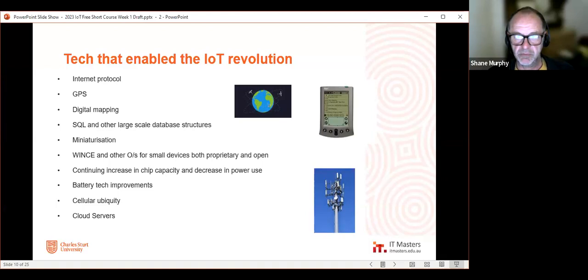Battery technology with power are two of the other major things that drove it during that period of time. Then you had all these other little operating systems, what I call WINS, or Windows CE, Windows Compact Environment or something like that, and other OS systems like the Palm Pilot things for small devices, both proprietary and open. They made a big difference, because it meant that you didn't have to have as big a computer chip on the devices in order for them to work, and you could put some intelligent applications into them. And then at the same time, you've got continuing increase in chip capacity and decrease in power use. So all of those things factor together because they're happening roughly at the same time.